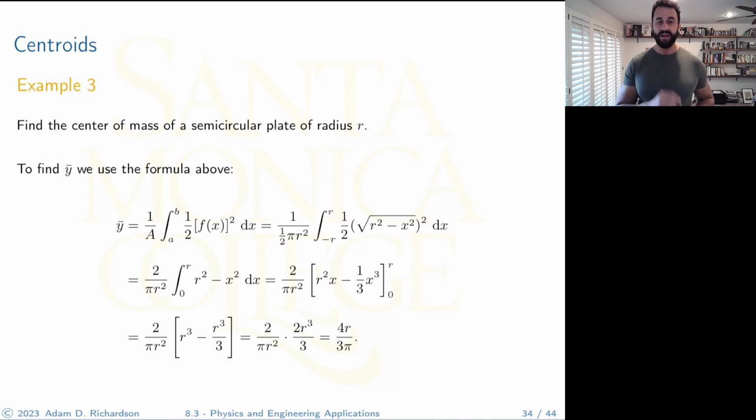All right, now to find the y coordinate, we use the formula above. The formula was this. Now we just need to plug in all of the info that we know. The area is not so bad. The area is half the area of a circle. You should know the area of a circle is pi r squared. So the area of a semicircle is that divided by 2. And so that's what you're seeing right here.